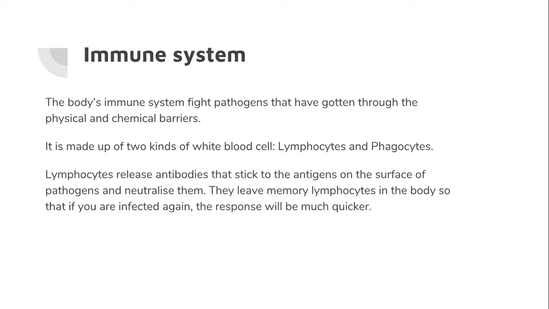Immune system. The body's immune system fights pathogens that have gotten through the physical and chemical barriers. It is made up of two kinds of white blood cells, lymphocytes and phagocytes. Lymphocytes release antibodies that stick to the antigens on the surface of pathogens and neutralize them. They leave memory lymphocytes in the body so that if you are infected again, the response will be much quicker.